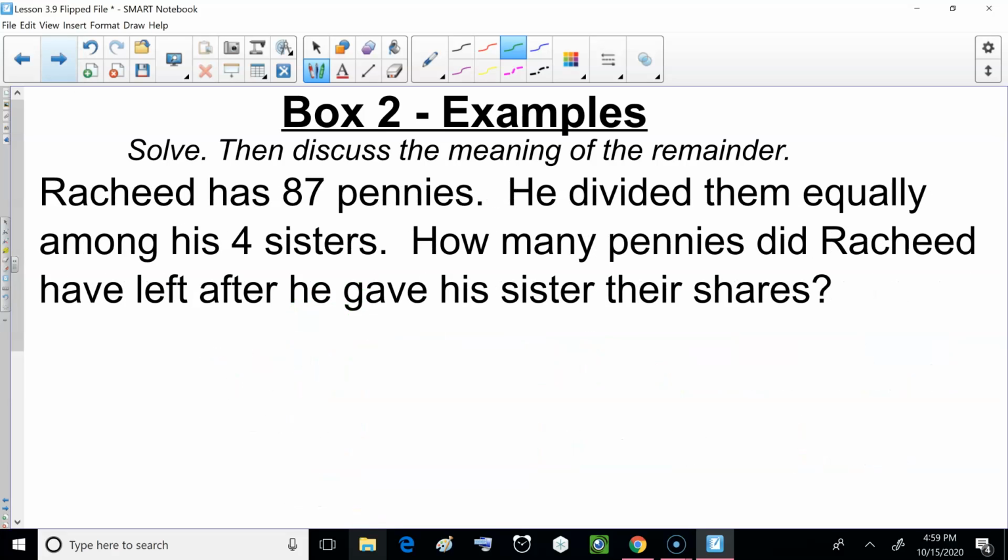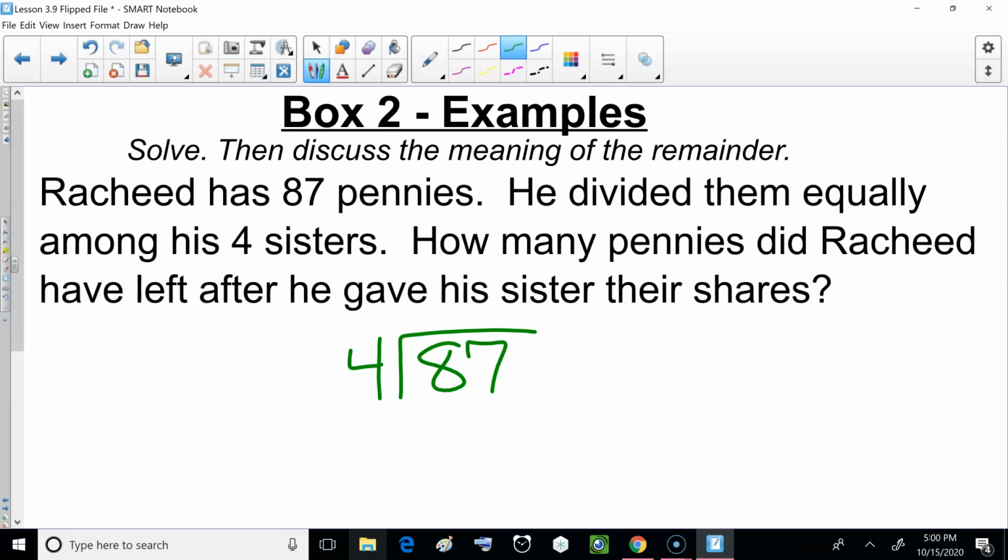Rashid has 87 pennies. He divided them equally among his 4 sisters. How many pennies does Rashid have left after he gave his sisters their share? So, a lot going on there. So Rashid has 87 pennies. I'm picturing that 87 pennies. I'm going to write that down. He divided them equally among his 4 sisters. So he has 4 sisters he's going to share with. What a nice guy.